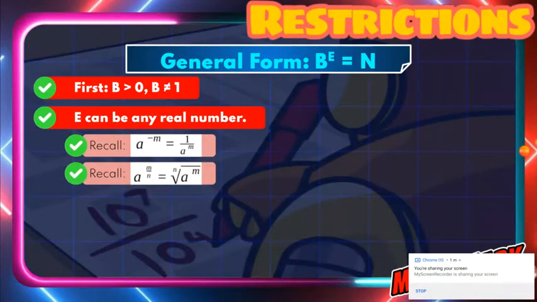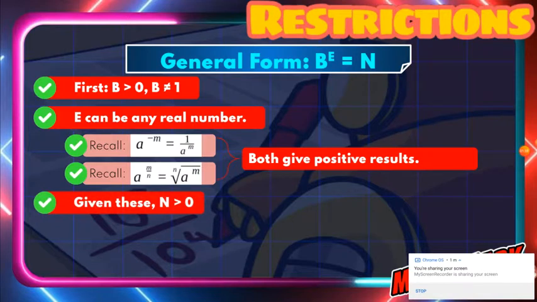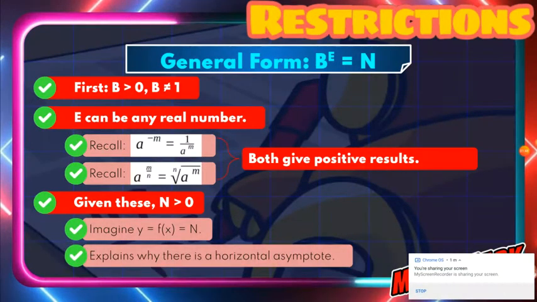Recall the two exponential properties, the law of negative indices and the rational indices. They still both give positive results, greater than 0. Given this, n is always greater than 0. Imagine y equals f of x equals n. This explains why there is a horizontal asymptote in exponential functions.